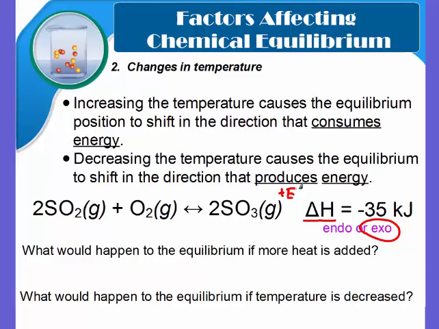Now, we can answer the questions of what would happen in equilibrium if more heat is added. If heat is added, then I'm adding a product. I'm going to want to use that product up, so it's going to shift to the left. Same thing, if temperature is decreased, then I'm removing energy. And if I'm removing energy, then I'm going to want to make more energy. And the only way I can make more energy is if it shifts to the right.